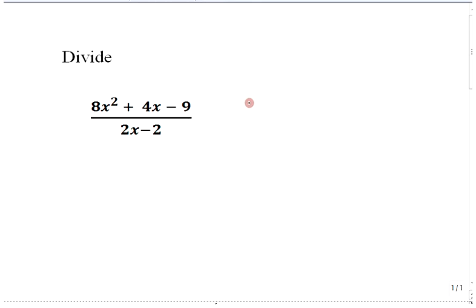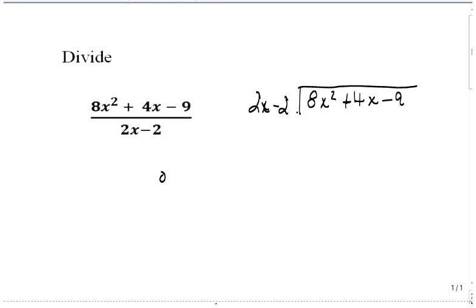We always first write it in long division format, so we write this 2x minus 2 out here, and then underneath the division symbol we put the 8x squared plus 4x minus 9. And then we do the division by taking the first term here, the 2x, and dividing it into the first term there. So we take the 8x squared, divide it by the 2x. And whatever that result is, which in this case 8 divided by 2 is 4, x squared divided by x is x. So we take that 4x and we write it up on top of the division symbol.